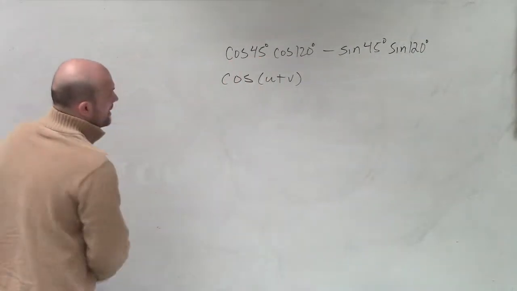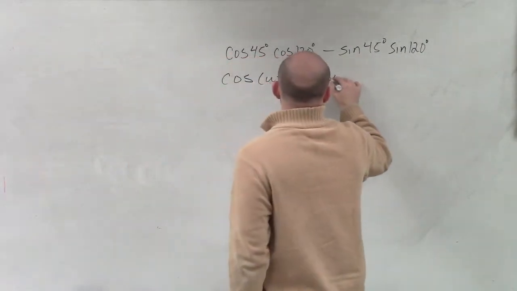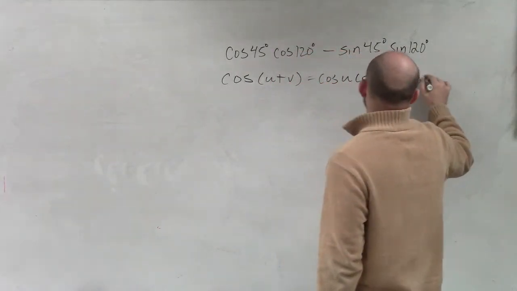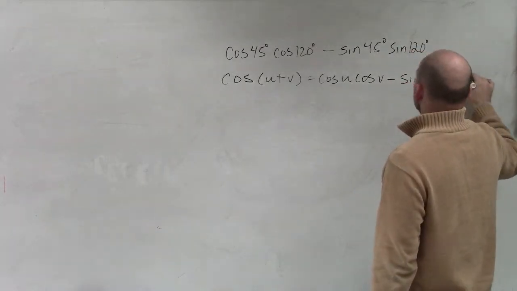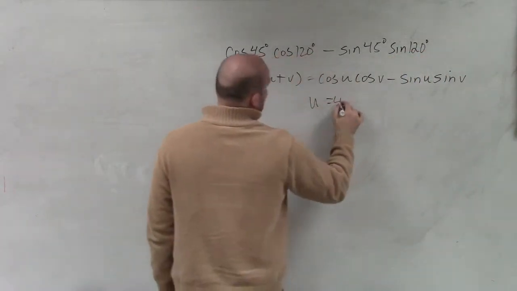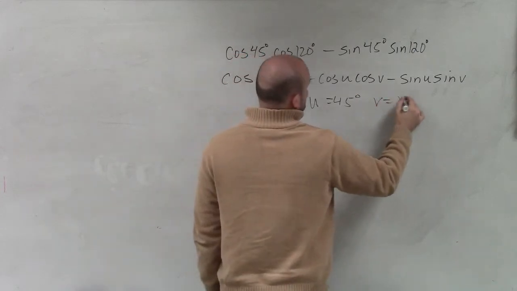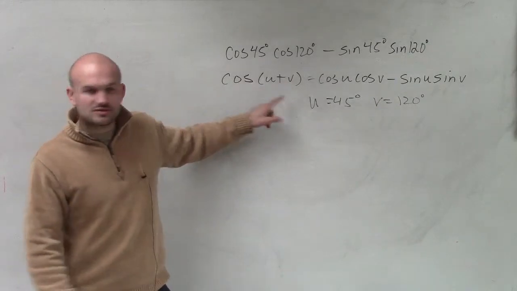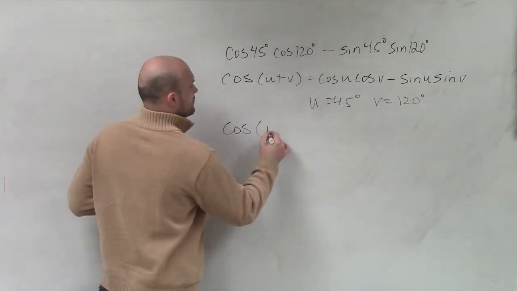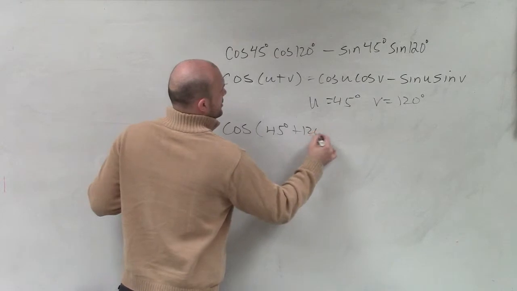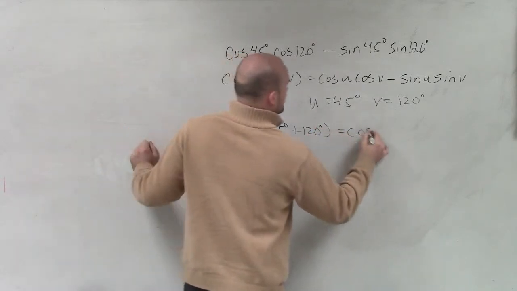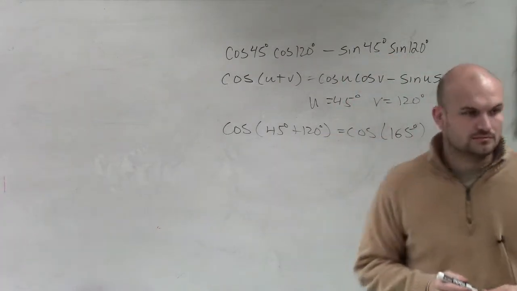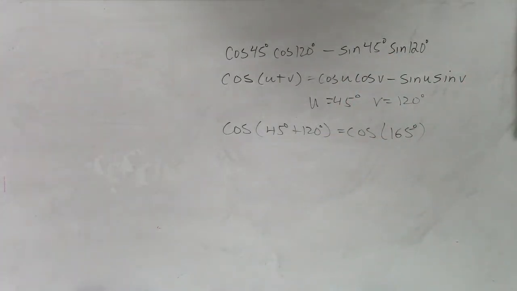So now I look at this and I say, all right, so that's cosine of u times the cosine of v minus the sine of u times the sine of v, where I can now say that u is 45 degrees and v is 120 degrees. Well, what am I trying to evaluate? The sum of those two. So it's cosine of 45 degrees plus 120 degrees, which equals the cosine of 165. And that's it.